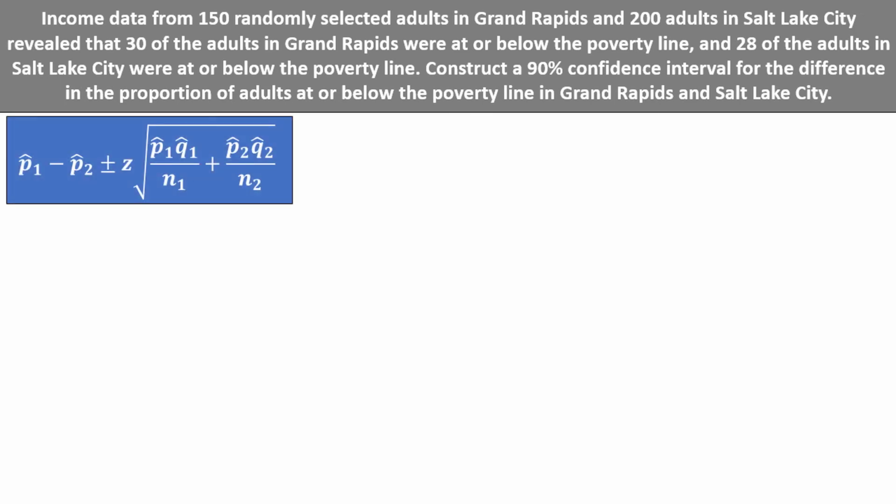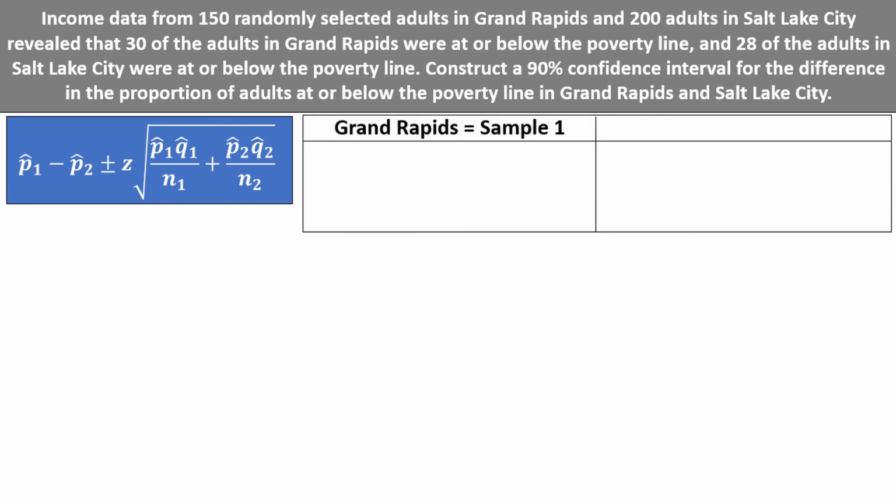Here is the formula for the confidence interval for the difference of two proportions. We can let sample 1 represent Grand Rapids and sample 2 represent Salt Lake City. N1 is the sample size in Grand Rapids, which is 150, and N2 is the sample size in Salt Lake City, which is 200. X1 is the number of individuals in poverty in Grand Rapids from the sample, which is 30, and X2 is the number of individuals in poverty from Salt Lake City from the sample, which is 28.